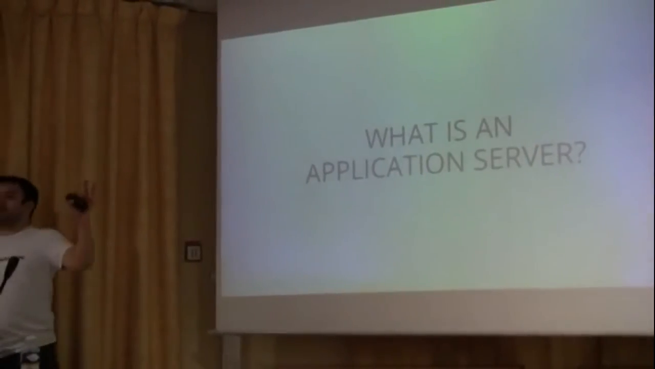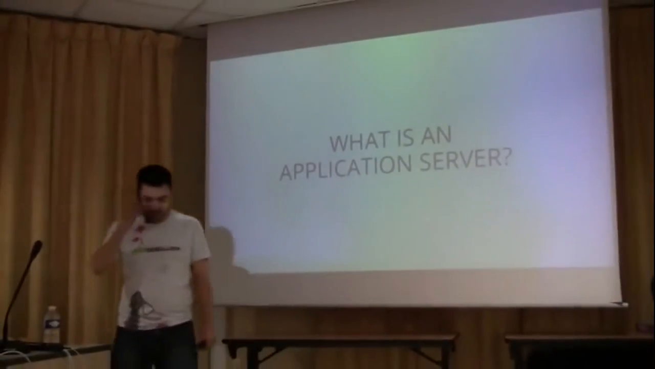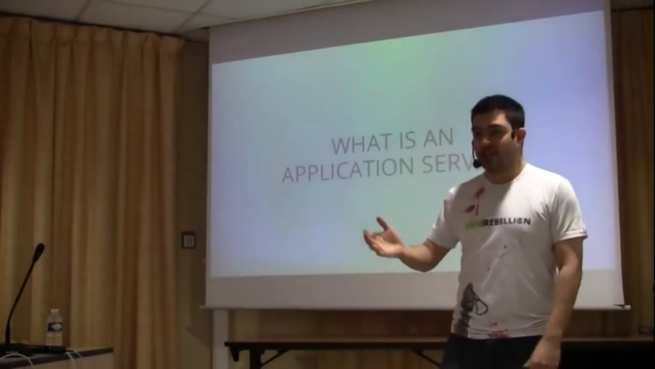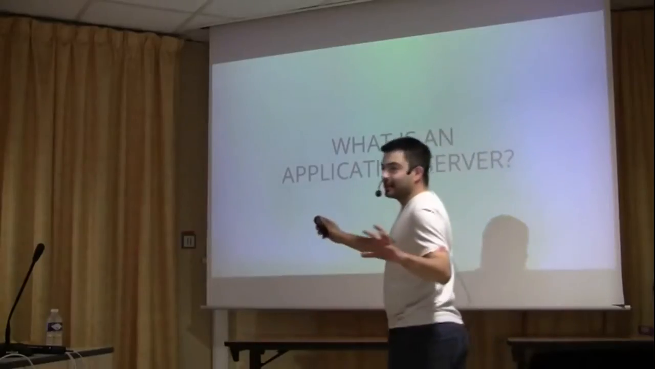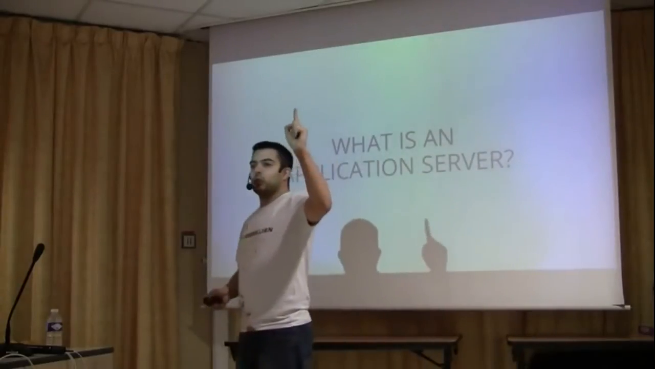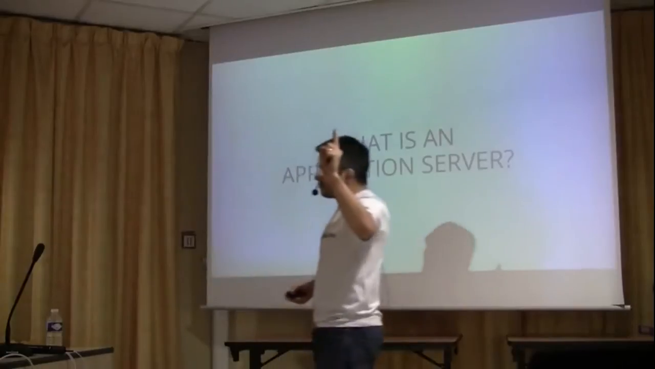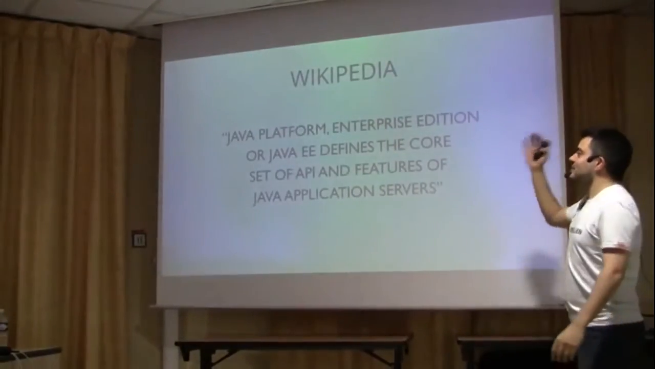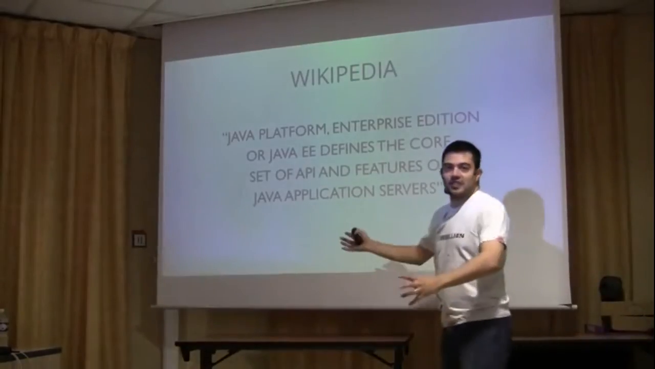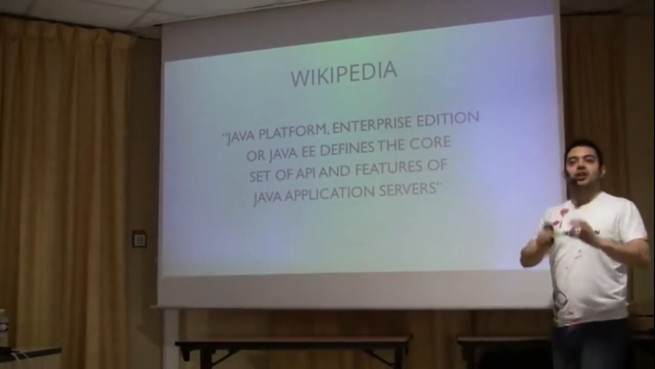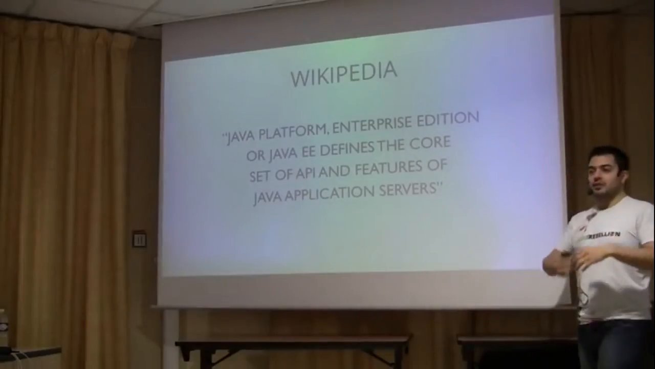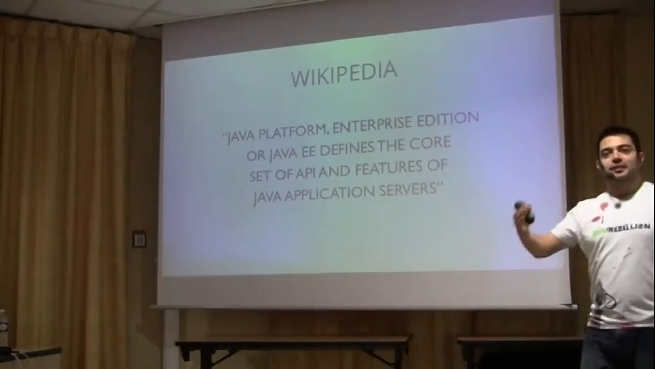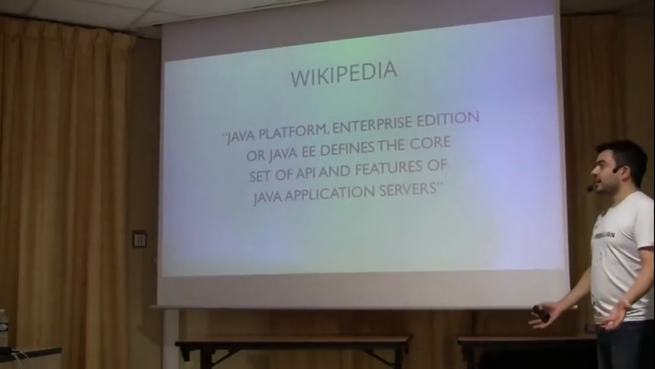So first question, what is an application server? This is an interesting question. There is lots of debate about what is and what isn't an application server. So to cancel the debate, we have to go to the one oracle that always tells the truth. Wikipedia. Wikipedia says that it's the Java EE specification which defines what a Java application server is. So if you implement the Java EE spec, then you are a Java application server.